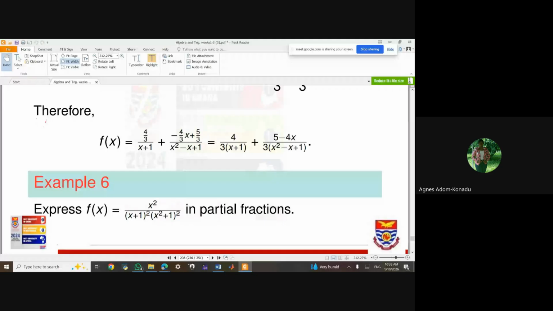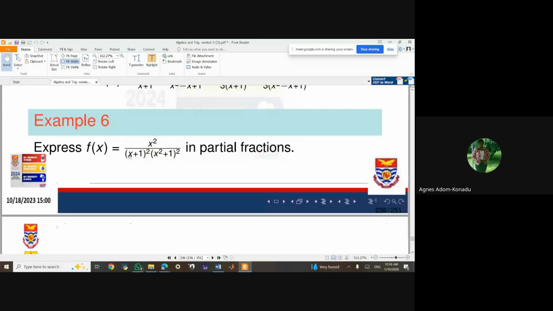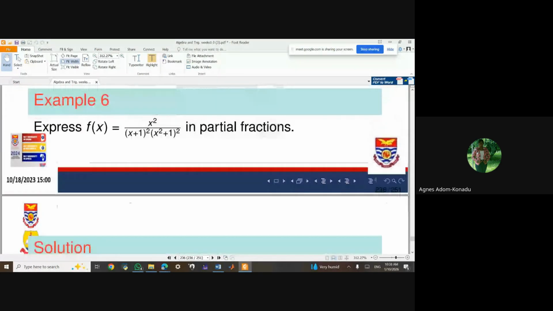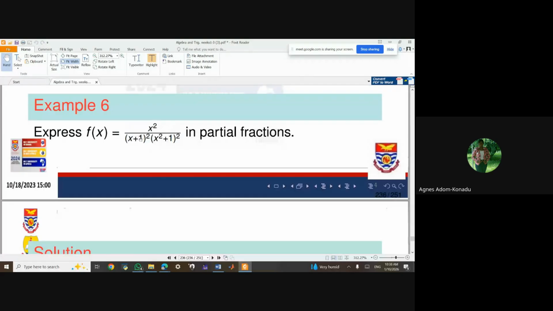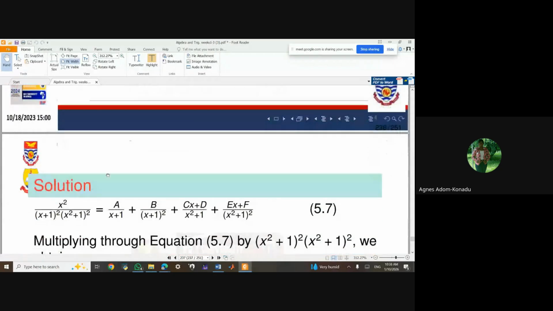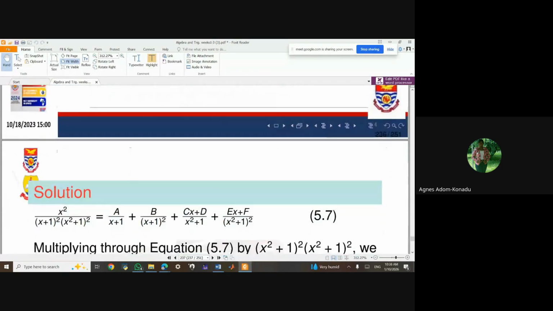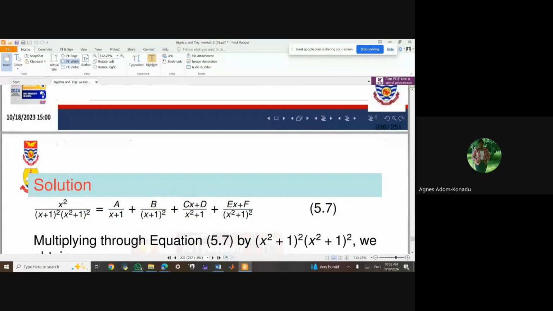So that's also an example. This one we have two functions. So this one we can apply rule 2, where the factors will be A over S plus 1 plus B over S plus 1 squared. Then we can see that this is a quadratic function which has discriminant less than 0. So this one will have Cs plus D over S squared plus 1.